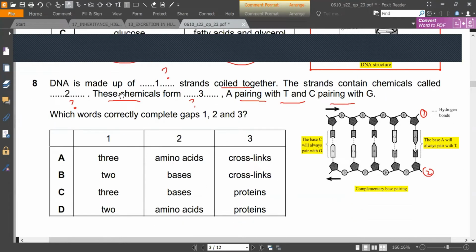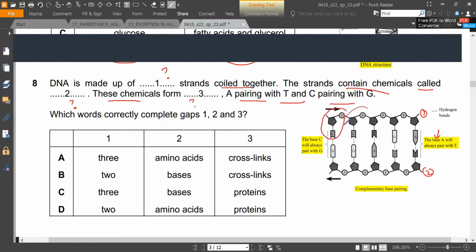And then the strands contain the chemicals. What kind of chemicals? They are called bases. So we have these base molecules. What do they form? We can see here they form bonds. They form this kind of bonds here. They are hydrogen bonding. So basically two strands coil together, and they are made out of bases, T, A, T, C, G, four types of bases, and then they cross-link together. Basically that's the idea. Okay, next.